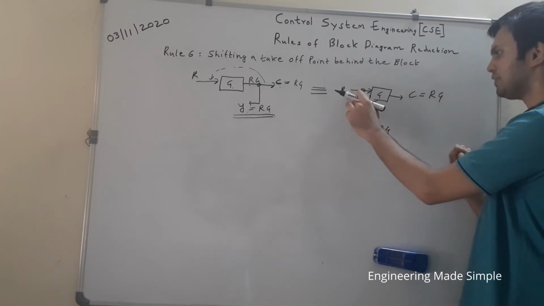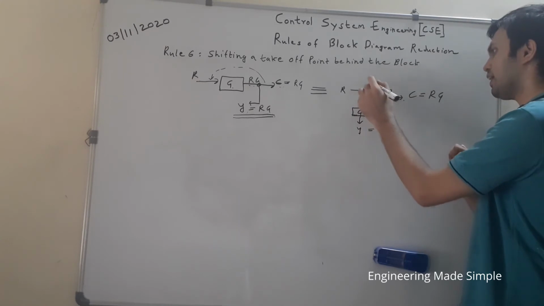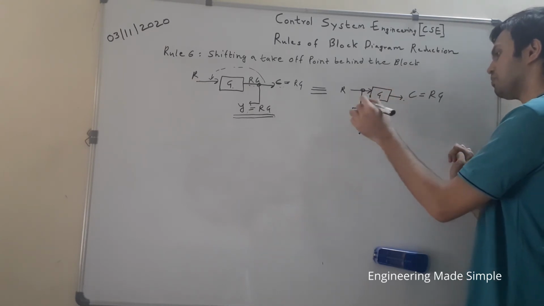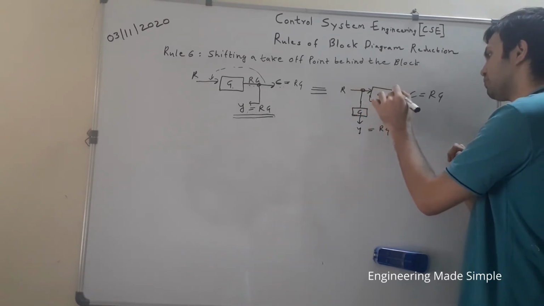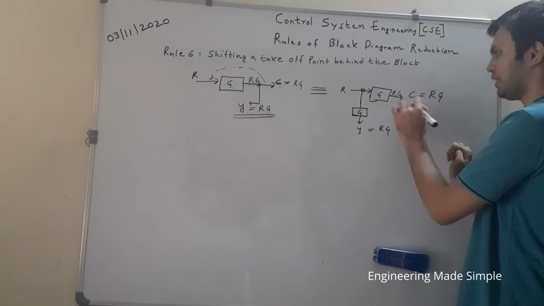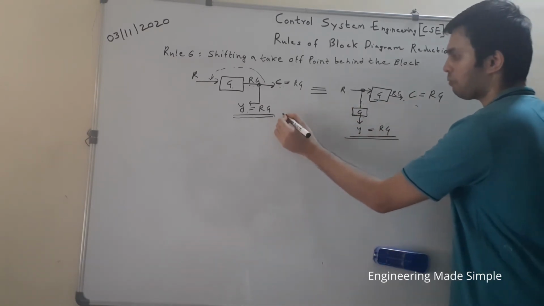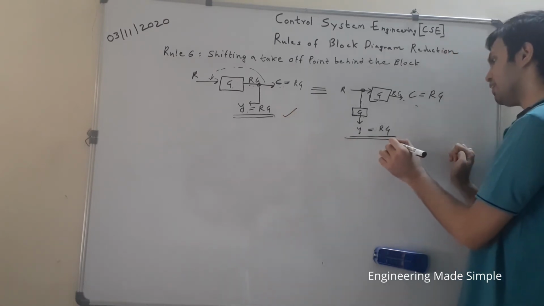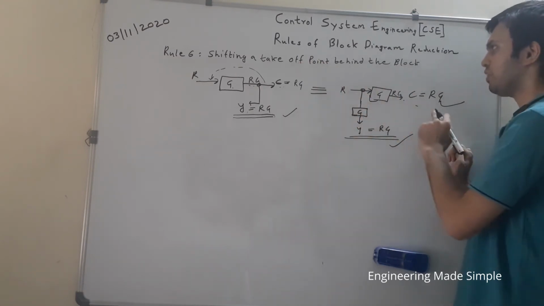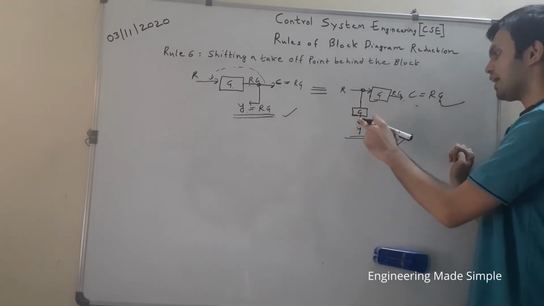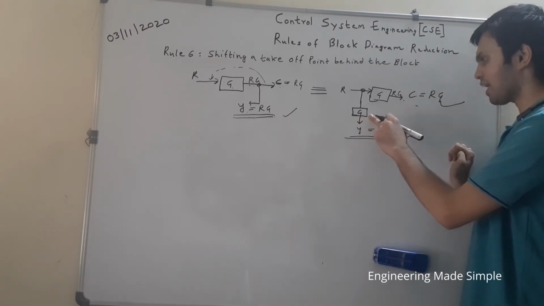It would be, because this is R and this is G, and then at the output also you see here what will be the output. So here this would be C is equal to R into G, because this would be straight line path, and at the takeoff point also Y is equal to R into G. So output at both the feedback signals and the final output is preserved. So in this way we shift the takeoff point behind the block. In that case we multiply the takeoff junction with a gain block of say capital G.